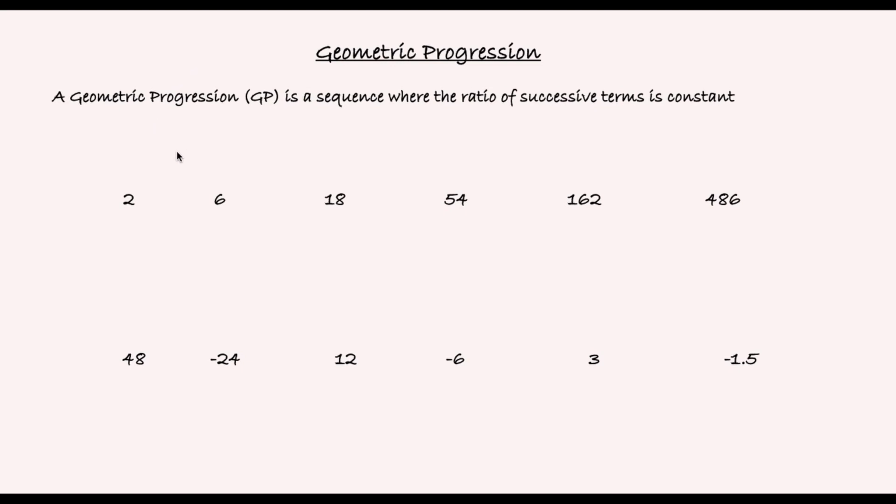Hello, in this video we're going to be talking about another kind of sequence called the geometric progression. Now a geometric progression is simply a sequence where the ratio of successive terms is constant. The important thing to note here is that the ratio of successive terms is constant.